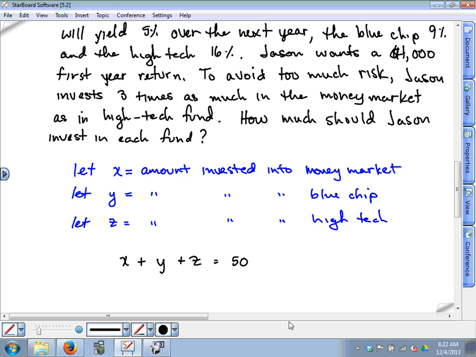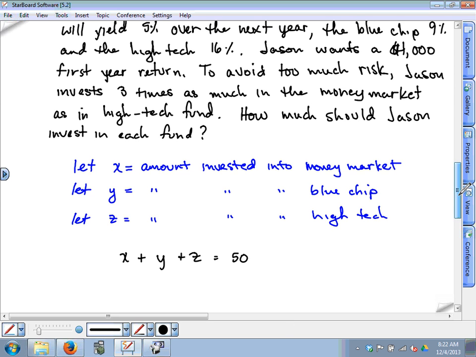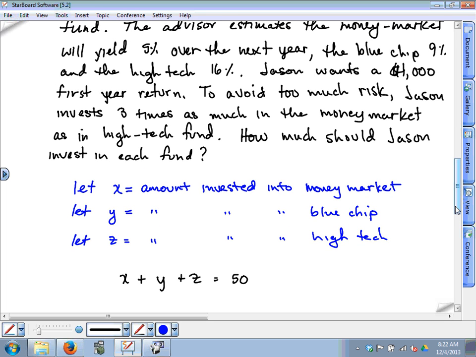Let's talk about that one. Whose suggestion was that? 3x minus z. What information are you getting that from? He invested 3 times as much money in money market as in the high-tech fund. Okay, I'm glad you went there because this kind of statement is always confusing. Here it is: Jason invests 3 times as much in the money market as in the high-tech fund. Oh, don't you just do 3x on the end of the z? Just plain z. But then that has to be 3z. Okay, yeah.